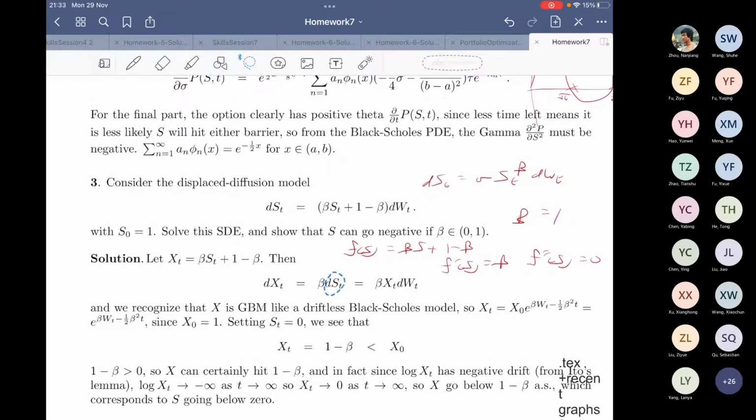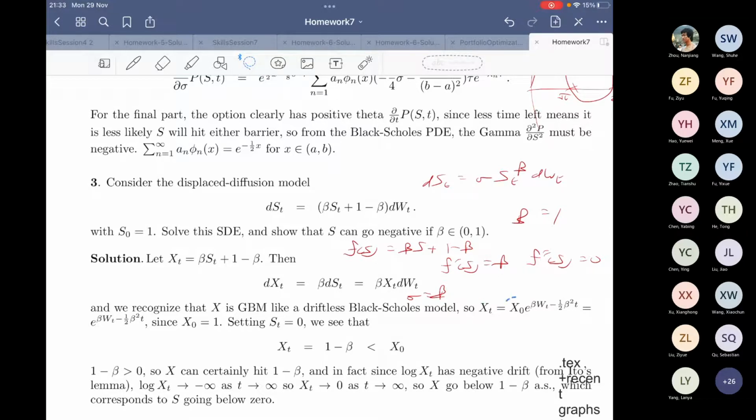So we recognize dxt as beta xt times dwt. So x satisfies just a geometric Brownian motion, which is just the same as the Black-Scholes model with 0 drift and sigma equals beta. So we know how to solve this. The solution to the SDE. So when I say solve this SDE, I mean actually explicitly solve it. So give an explicit expression for xt itself.